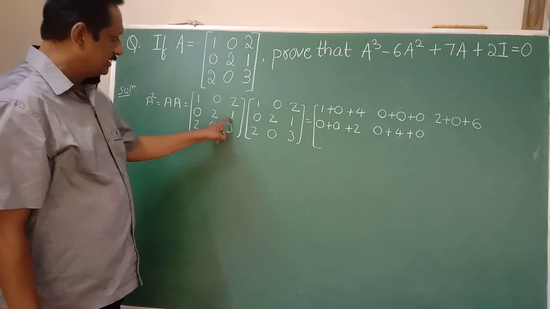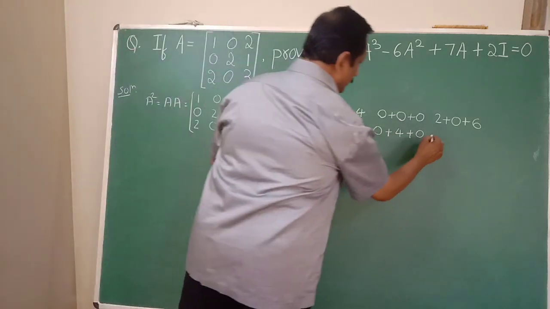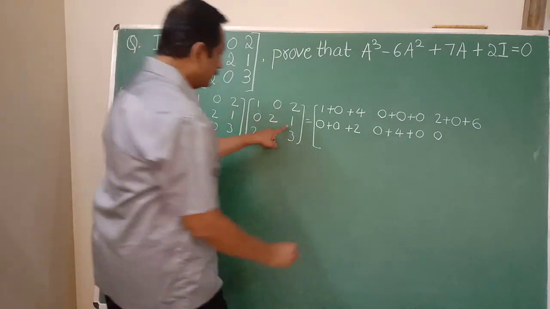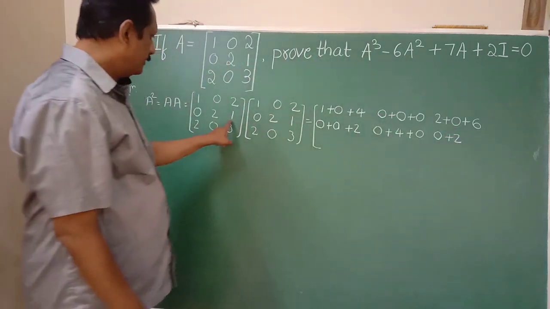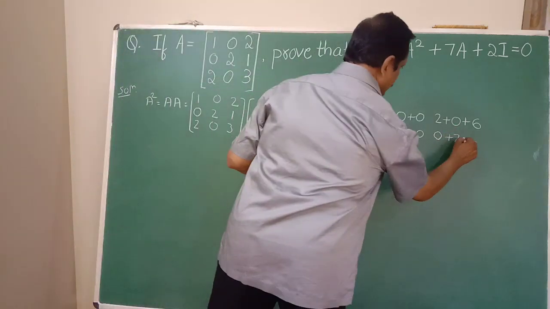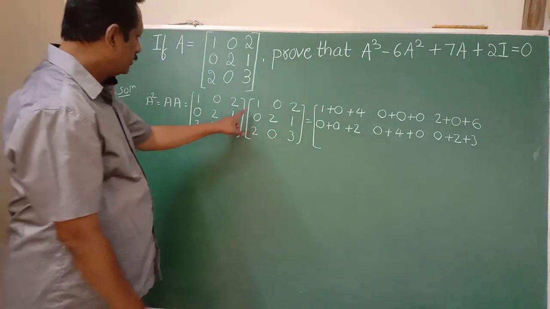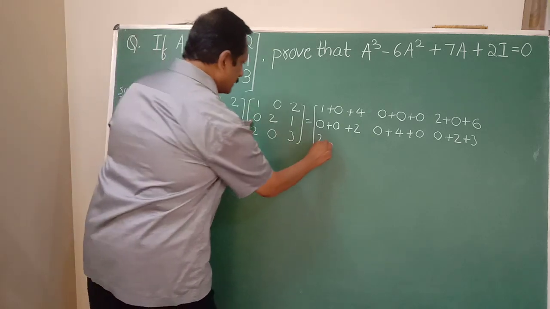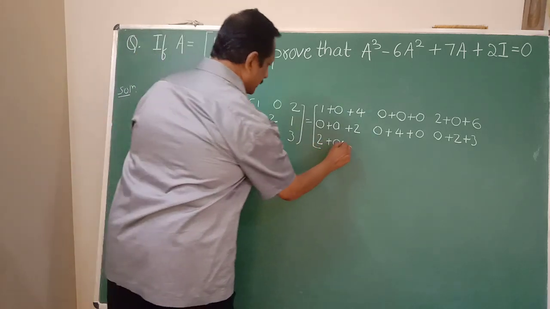Then multiply second row with the third column here. 0 into 2 becomes a 0. It is a 0 here. Then 2 into 1 becomes a 2. Plus a 2. And 1 into 3 is a 3 here. Plus a 3. Then 2 into 1 is a 2 here. 0 into 0 becomes a 0. Then 3 2s are 6 here.